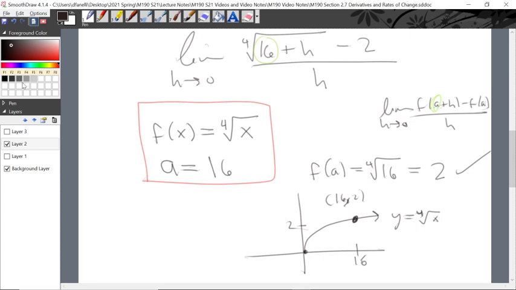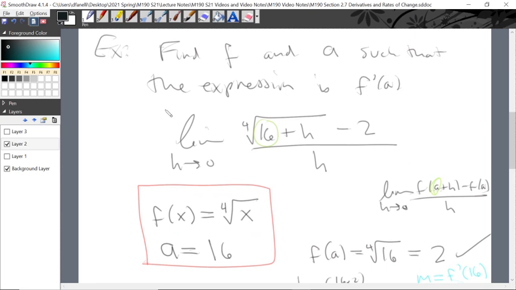Okay, then what we're looking at here is what is going to be the slope of the tangent line to the function at that point right there. So if we had a tangent line right there, the slope of this tangent line, f prime of 16, is what we're looking at here. So this limit here is equal to f prime of 16, where f is the function fourth root of x.